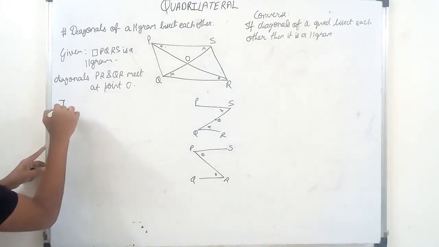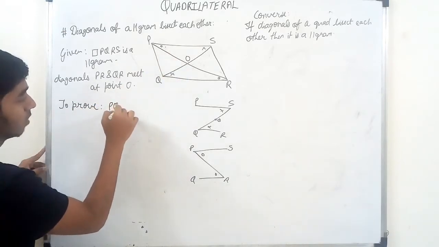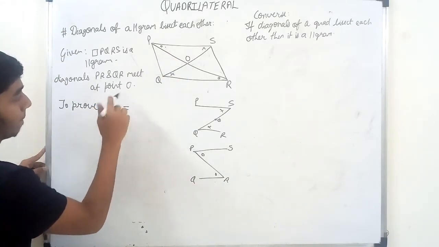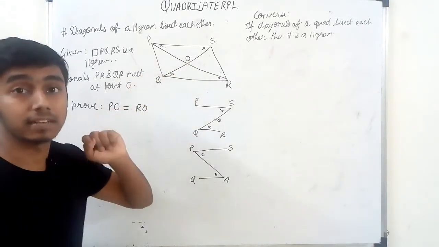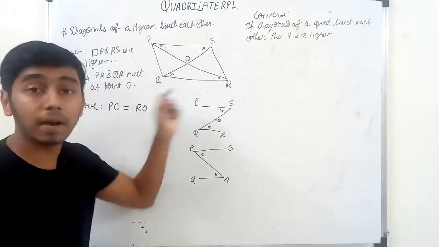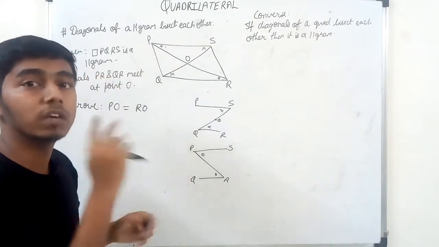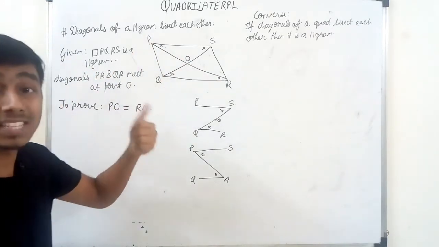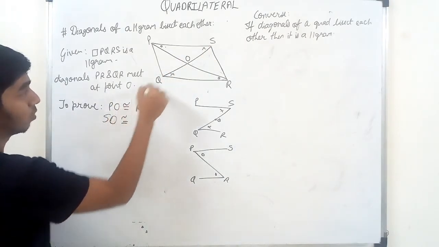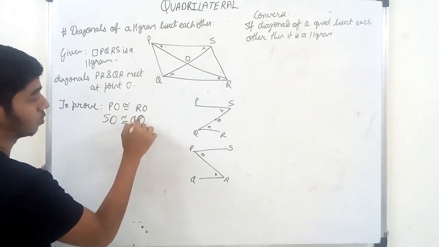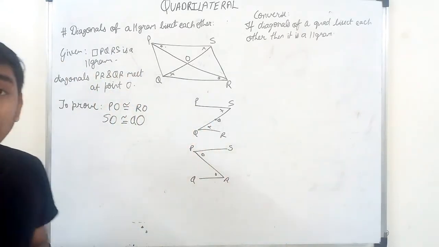That means to prove, PO should be congruent to RO. Yes or no? Because O is the bisector. So diagonals should bisect each other, that means cutting into equal parts. The diagonal will be cut into equal parts. So PO should be congruent to RO. That's what we need to prove. And SO should be congruent to QO. That is also to be proved. So let's see the proof now.